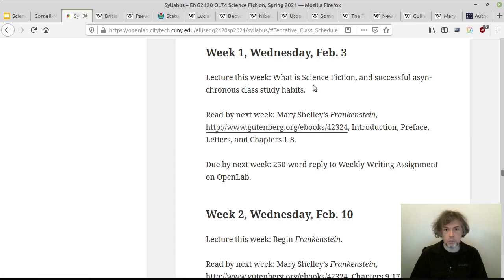Again, you can also buy these books, these stories that we're reading. They're available in a lot of different places. But the links that I've provided should give you a free way of reading the content of the story so that you can do the readings without necessarily having to buy other text in the class.